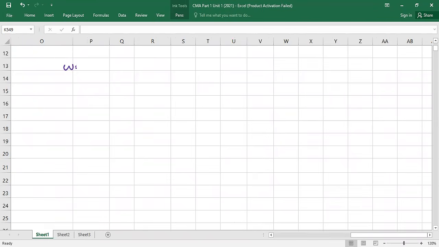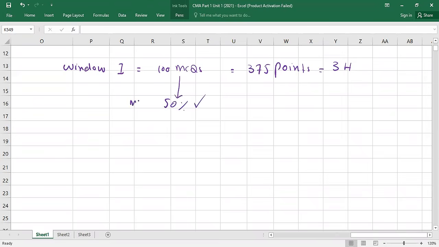So you have 2 windows. Suppose you have window 1. So there you will have 100 MCQs, right? And you will have 3 hours to attempt. And these 100 MCQs will be equal to 370 points. Now here, please remember, at least a minimum of 50% of questions should be correct, minimum.